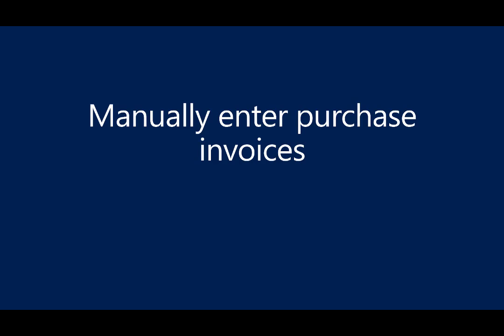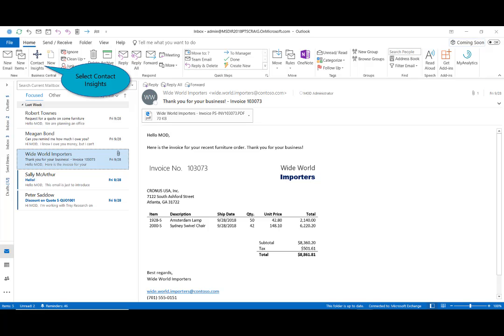So the first entry is to enter in purchase invoices. Now, typically I could just go into an application and do new purchase invoice. But with Business Central, we provide a much easier and simpler way to enter those invoices, and that's directly within Microsoft Outlook. So in this scenario, you'll see here in the body of the email, we get an invoice sent to us from one of our vendors, Wide World Importers.